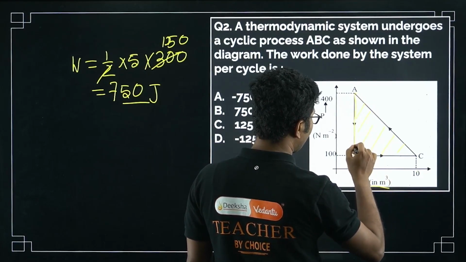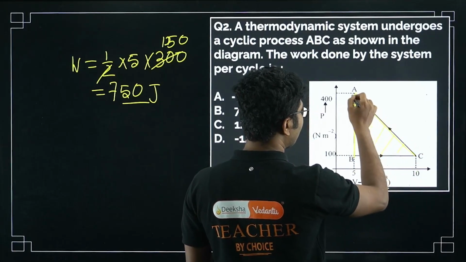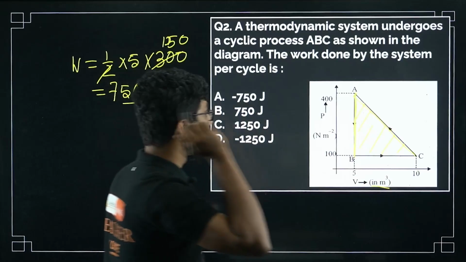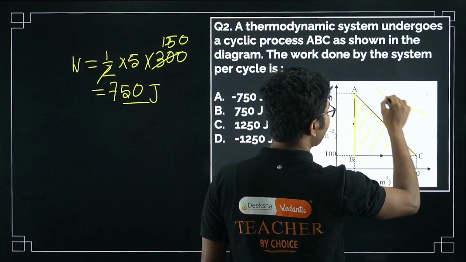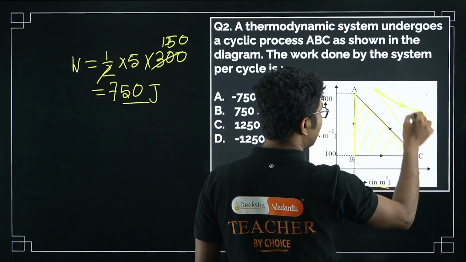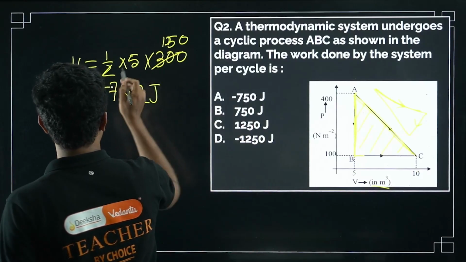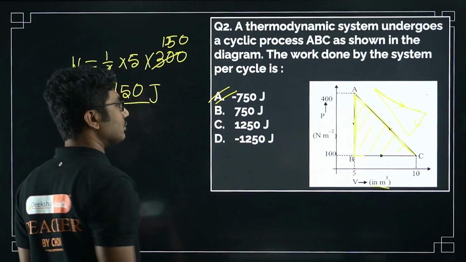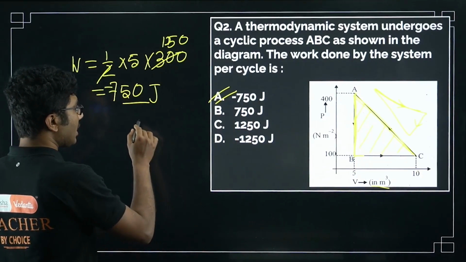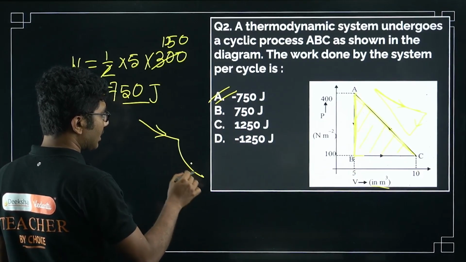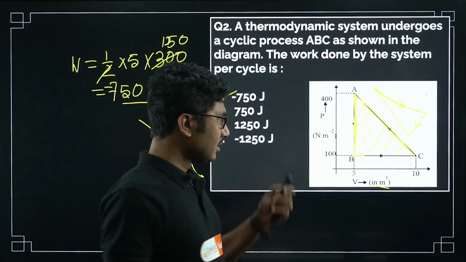As the pressure is changing, volume is constant, pressure is decreasing, and in this case it is a reverse process. Generally the positive case is where the graph goes in this way, but it is in the opposite, anti-clockwise direction, so the work done is negative. So correct answer is minus 750 joules. So direction of the arrows is very, very important. If it is going in the clockwise direction, then it will be positive. If it is going in the anti-clockwise direction, then the work done will be negative.